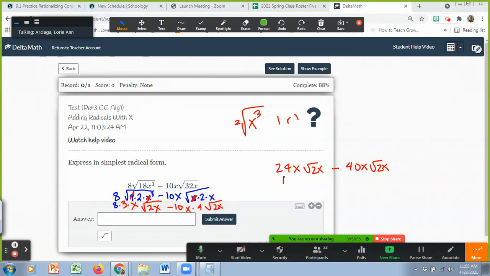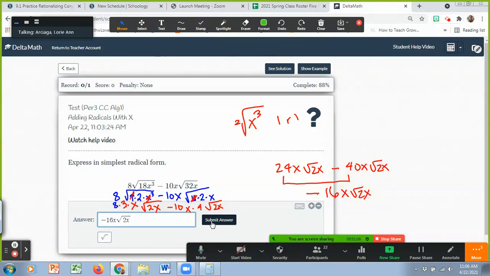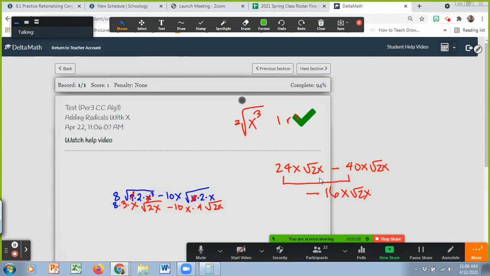Okay, now I need help with this. What's 24 minus 40? Negative 16. Yeah, 16. Very good. So negative 16x root 2x, and that's what we're going to type over here. Negative 16x root 2x, and submit answer. Then yes.